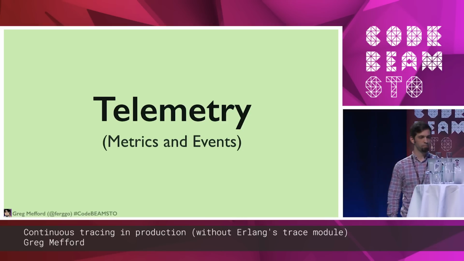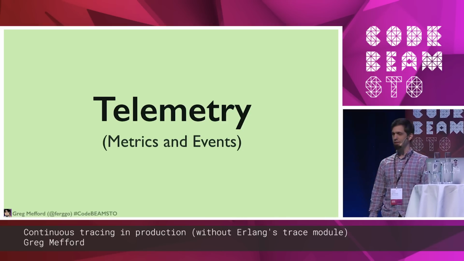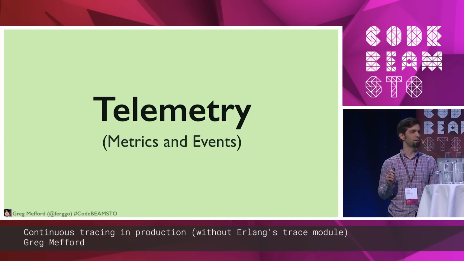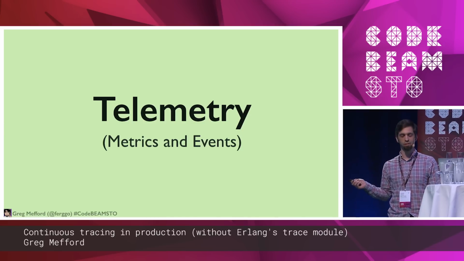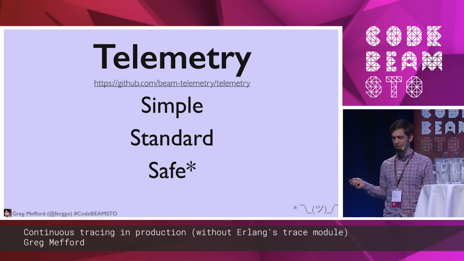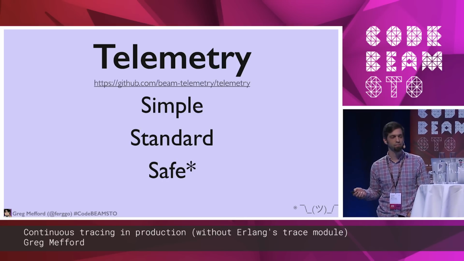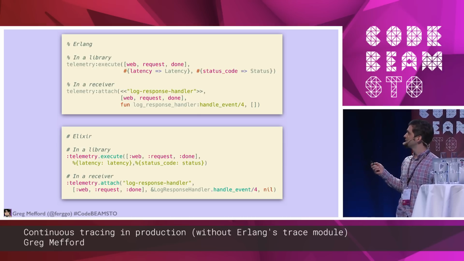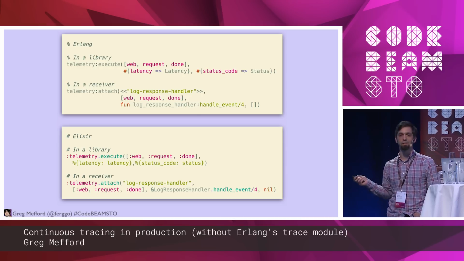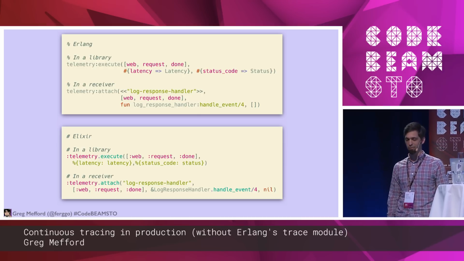All right, so I'm out of time. I just wanted to mention really quickly that if all of that was too complicated for you and you're a library author and you don't want to integrate OpenCensus, telemetry is another thing to look into. It's super simple and it's relatively standard and relatively safe. Your library can execute a telemetry event and a receiver can attach to it, and then they can handle that however they want to.